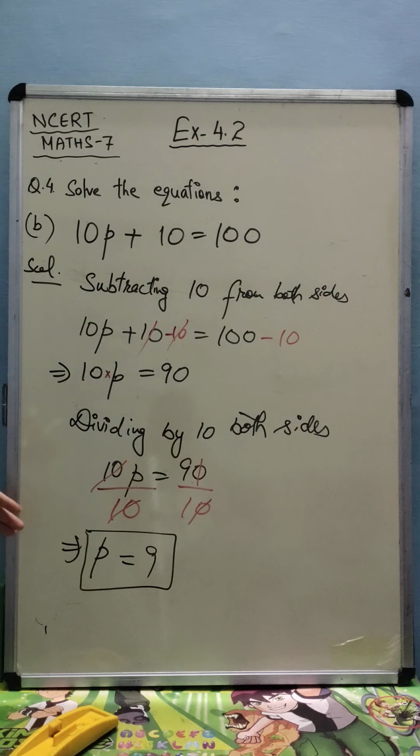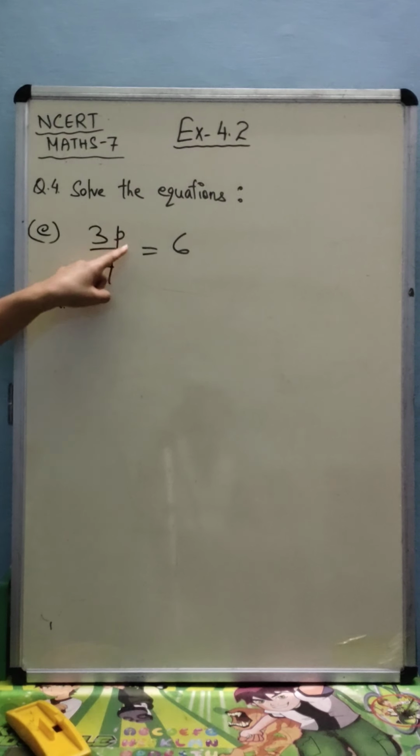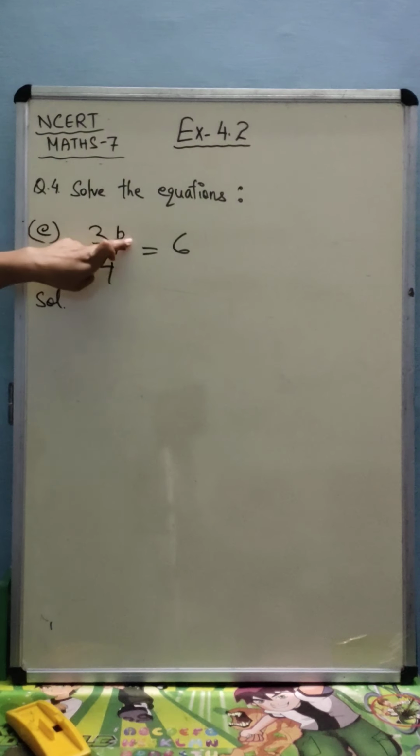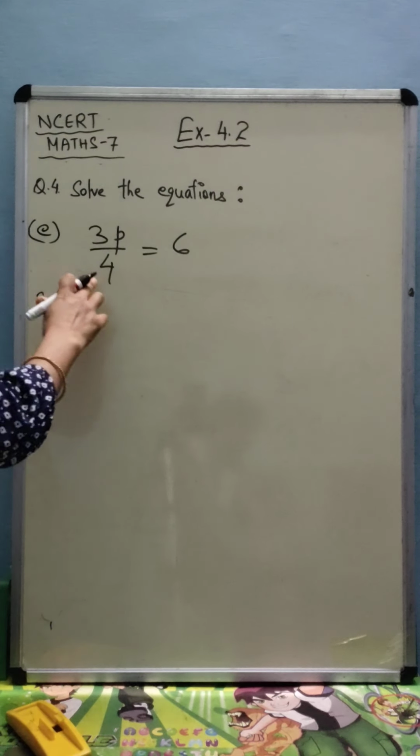I think this is also clear to all of you. Now students, we will do the E part. It's 3p upon 4 equals 6. So what will we do first? See, 3p upon 4. First we have to remove this 4, and this 4 is on division. It is divided by 4. So to remove this we have to multiply. We just use the opposite operation. So we will multiply both sides by 4.